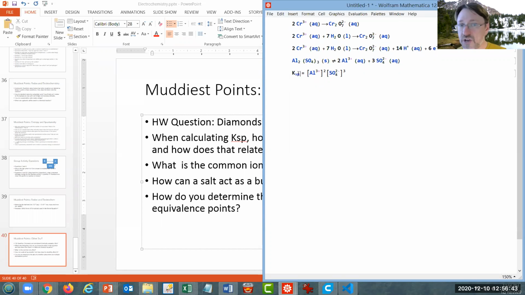So there is nothing special about this being Ksp rather than just any old equilibrium constant. You form this the same way you do any equilibrium constant.